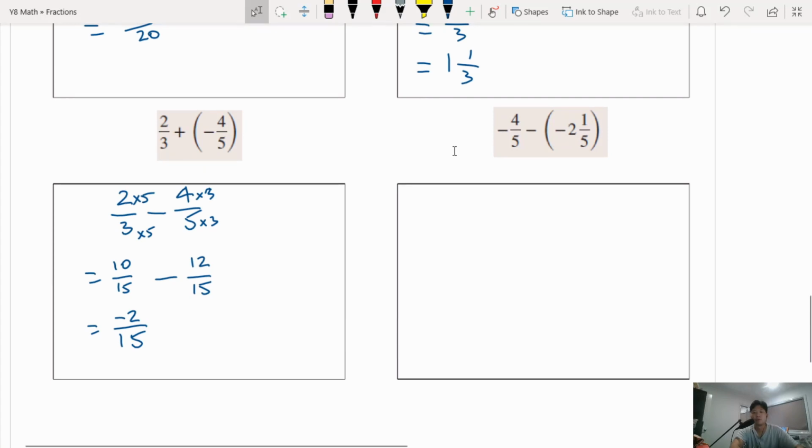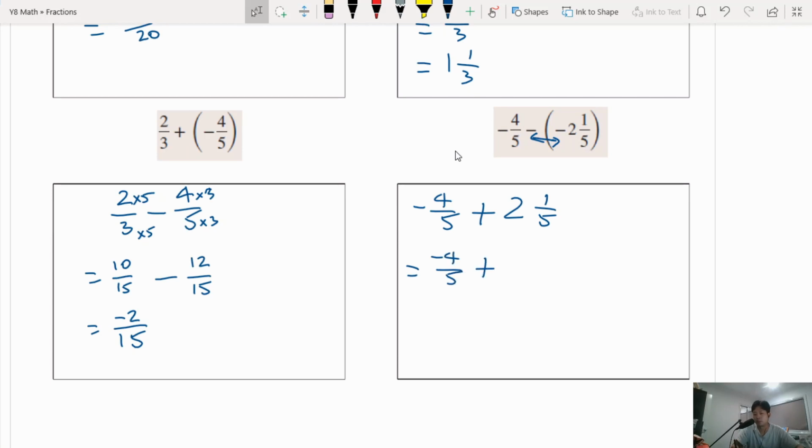So we have negative 4 over 5 minus negative 2 and 1 over 5. So let's rewrite that once again just to make it look a bit nicer. We have two negatives right next to each other here. So that will just become a positive, and we'll be adding them together now. 2 and 1 over 5. Our next step, denominators are the same. I'll just convert that to an improper fraction once again.